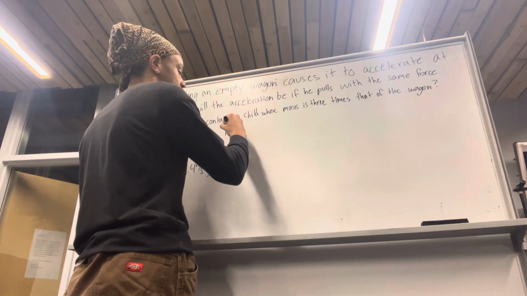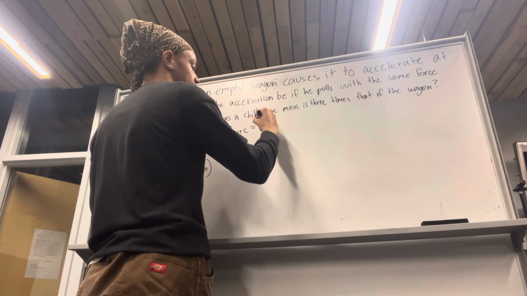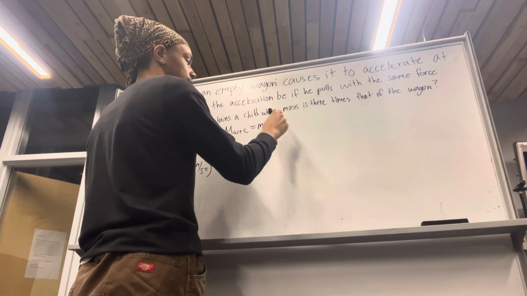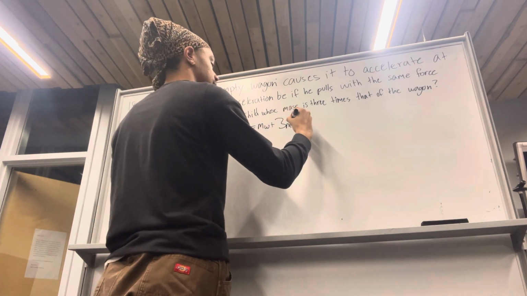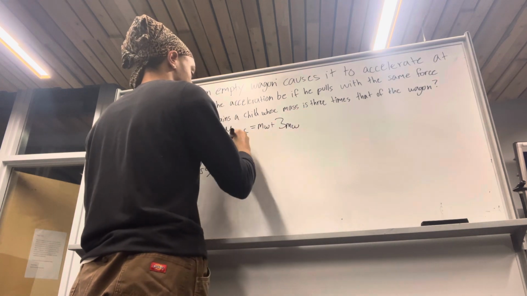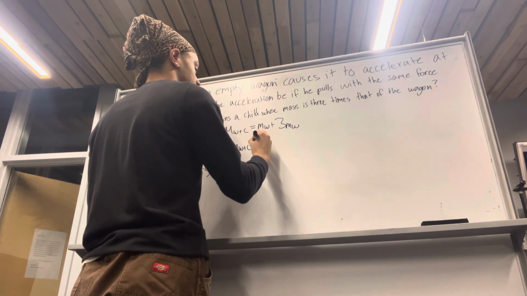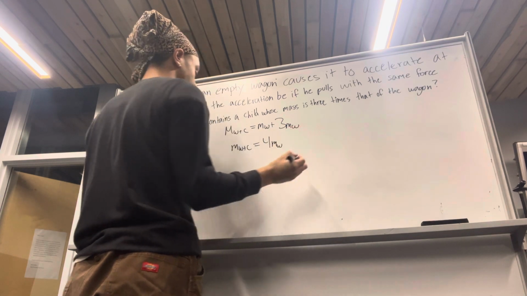So to get the mass of the wagon plus the child, we have the mass of the wagon plus the child is 3 times the mass of the wagon, so 3 times the mass of the wagon. So the mass of the wagon plus the child is 4 times the mass of the wagon.